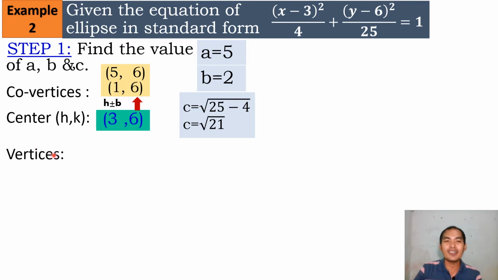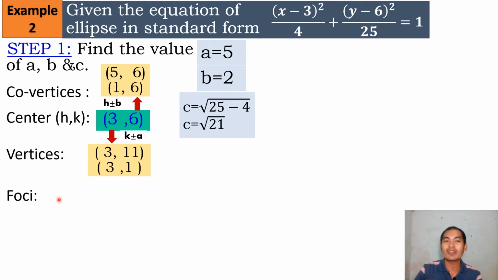Then how about for the vertices? It's the opposite. Kung kinopya sa y for co-vertices, sa vertices ay sa x kokopyahin. So we have here 3, and then for y is, we have k plus or minus a. Pag vertices, a ang katumbas niya. Take note, vertices a, co-vertices b, then foci c. So we have here k plus or minus a. Therefore, our vertices, we have 3, 6 plus 5 is 11. 3, 11. 6 minus 5 is 1.